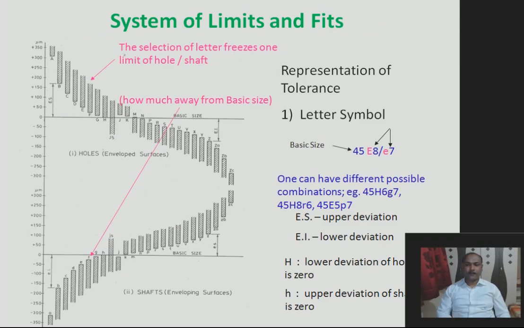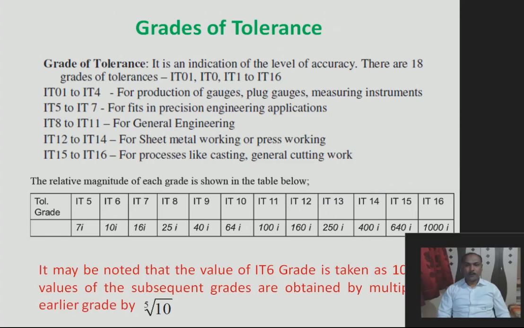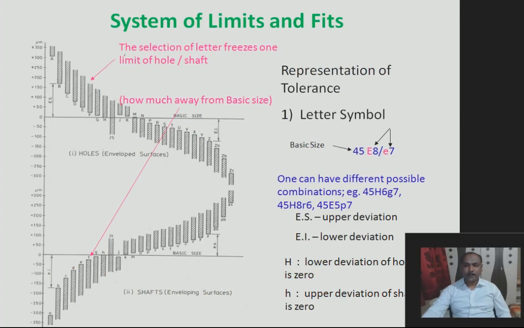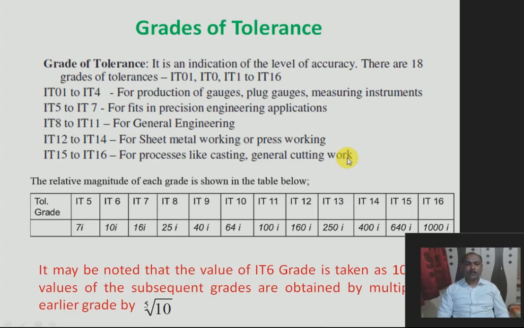For example, take 45 E8 e7. Here 45 is the basic size, capital E is the designation of the hole, so it is above the zero line, and 8 is the tolerance grade for it. Small e is the designation of the shaft, which is below the zero line, and 7 is the tolerance grade for the shaft. We'll see what this tolerance unit is and how these tolerance grades are calculated.